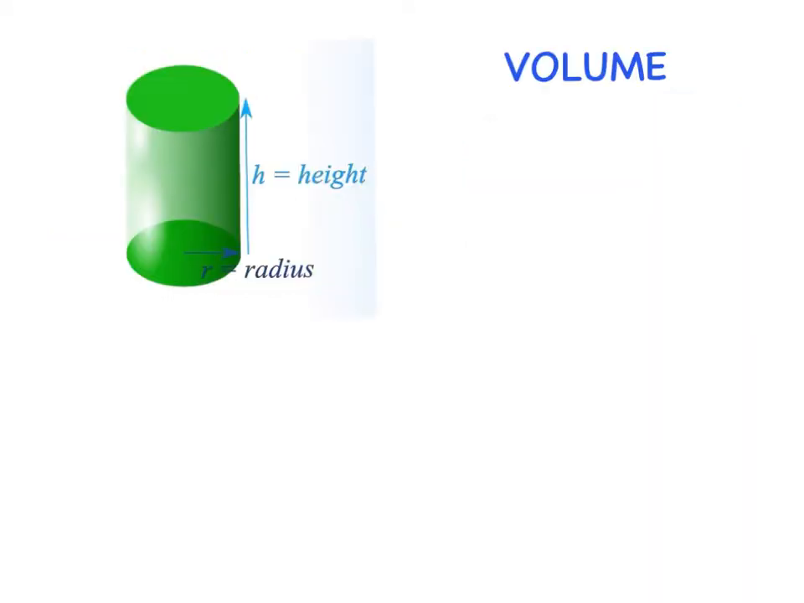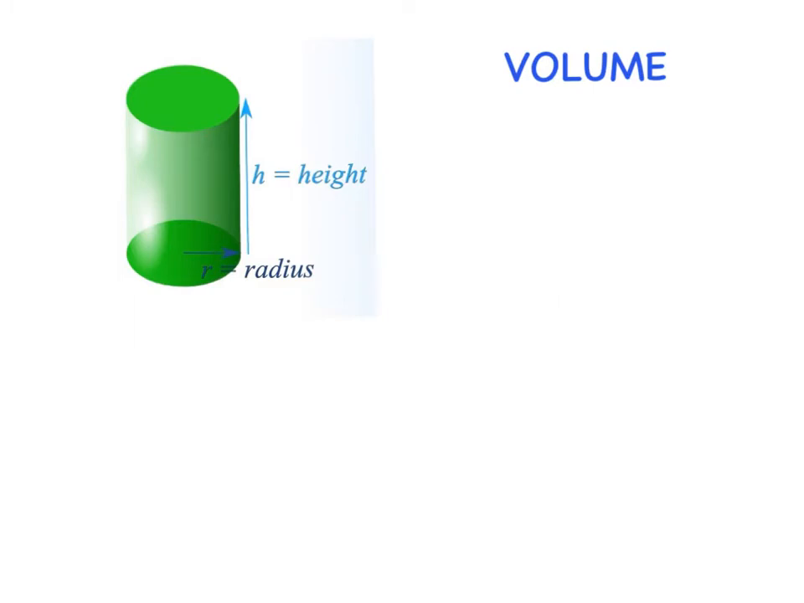So what is the volume? Volume is everything that's inside. Let's say we want to put water in it, and we want to check how many liters we can put in the cylinder. The formula is to multiply the base by the height. The base is a circle, as you know, so the area of the circle multiplied by the height.